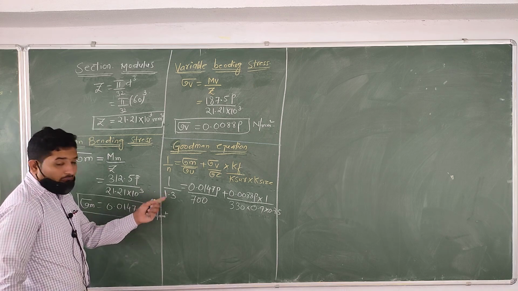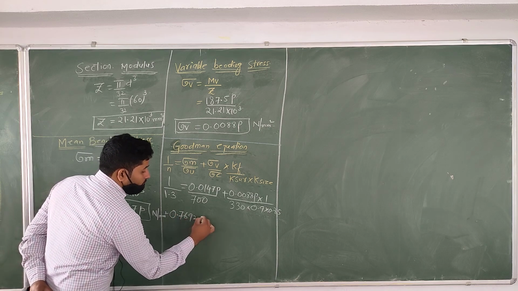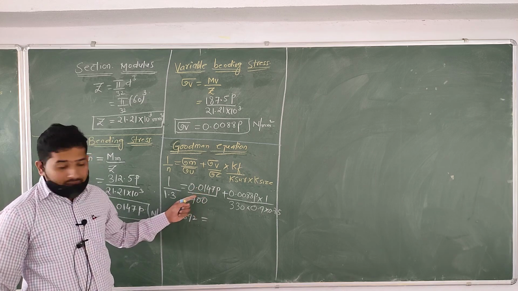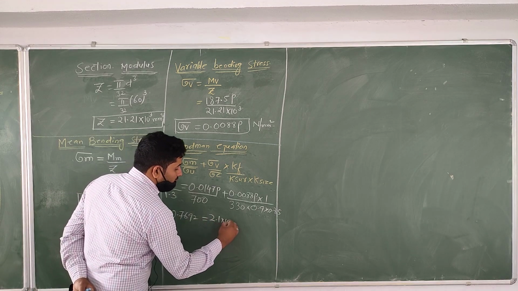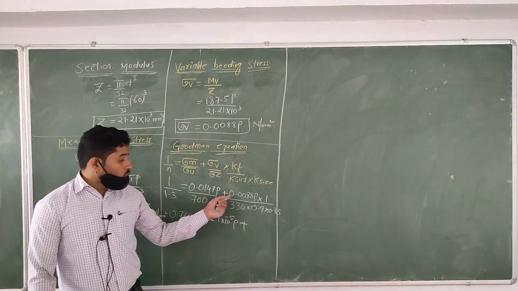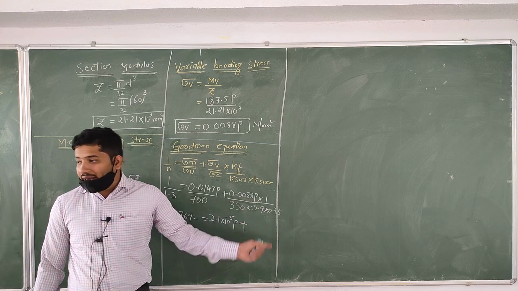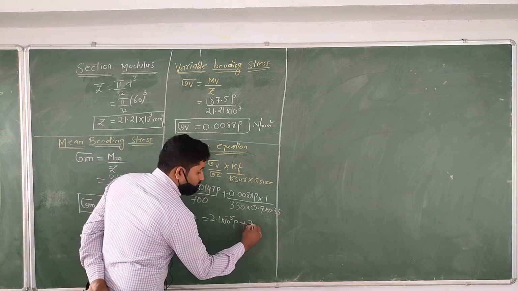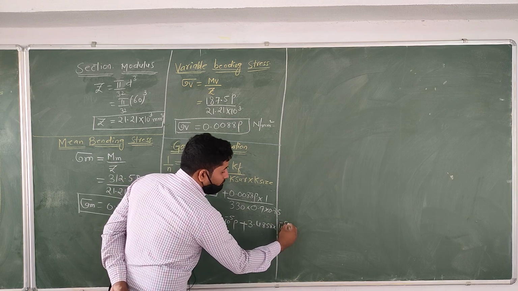If you divide 1 by 1.3, then you will get the value 0.7692. Equal to, if you divide 0.0147 by 700, then you will get the value 2.1 into 10 power of minus 5 P. Plus, if you divide 0.0088 into 1 by 330 into 0.9 into 0.85, then you will get the value 3.4858 into 10 power of minus 5 P.